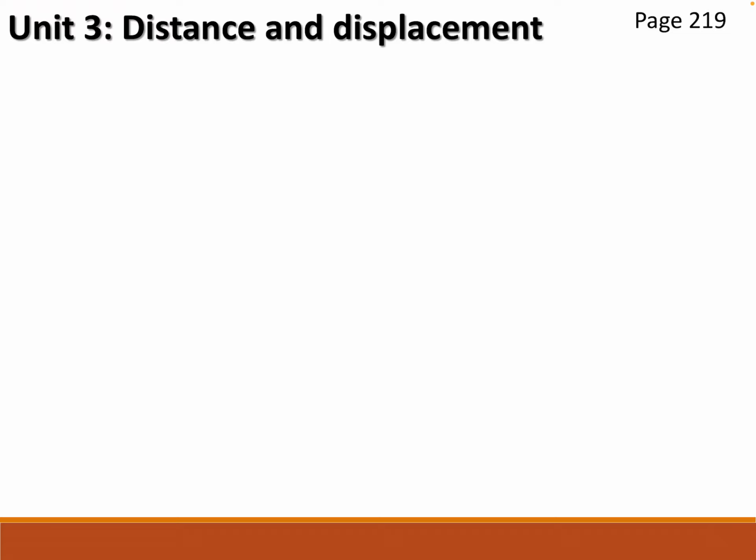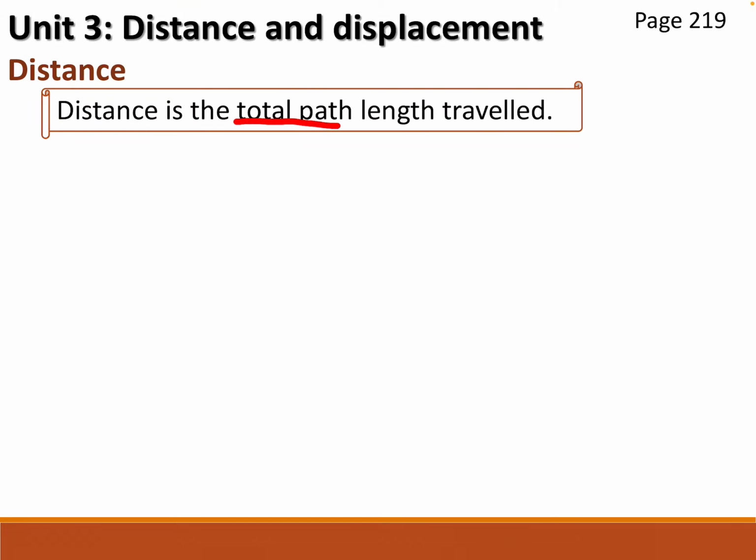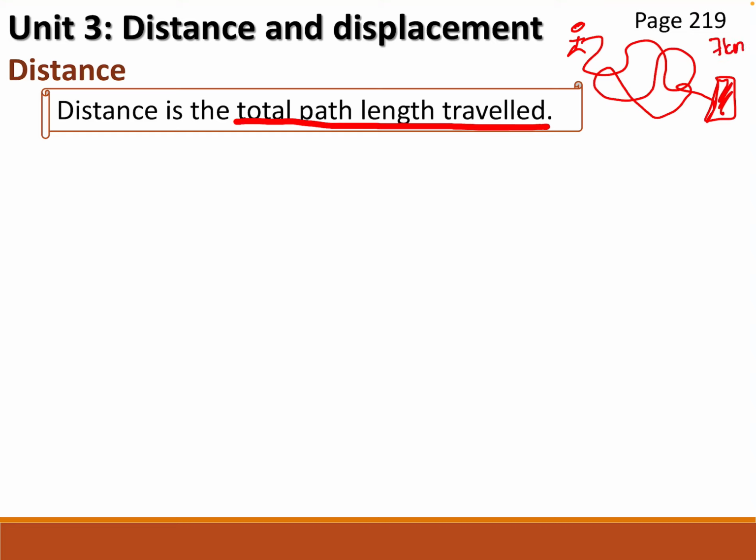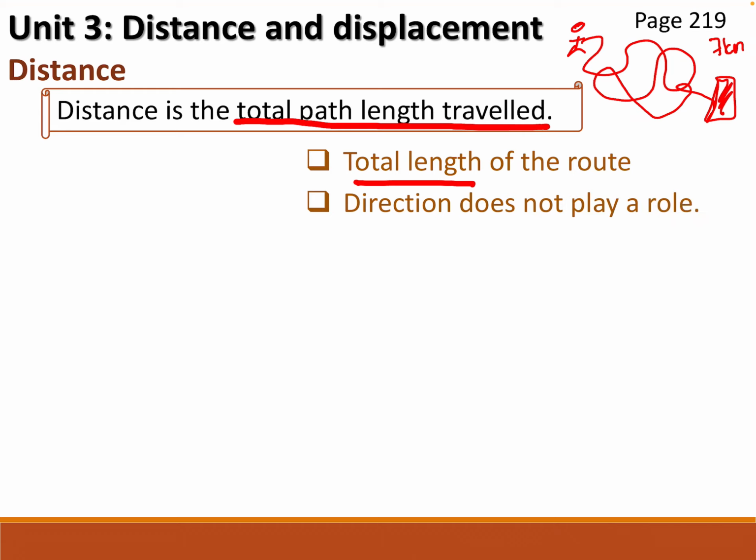Why is position important? Because we need it for distance and displacement. So distance is the total path length traveled. Here it goes, we can go up, down, left, right. So somebody goes on a hike, so there's my little person, and they do all those sort of things, and then they end up here. They maybe walked, say, 7 kilometers. We don't care that they went back on themselves. We don't care if they went up, down, sideways, left, right. They just walked 7 kilometers. So it's the total length of the route.